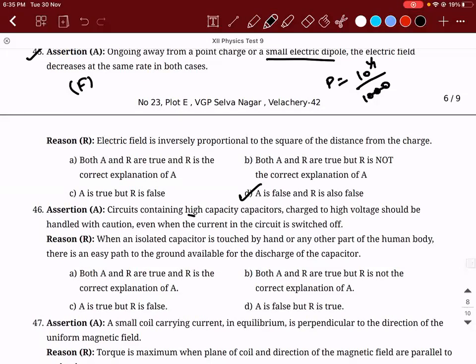46. Circuits containing high capacity capacitors charged to a high voltage should be handled with caution, even when the current in the circuit is switched off. Is that right?